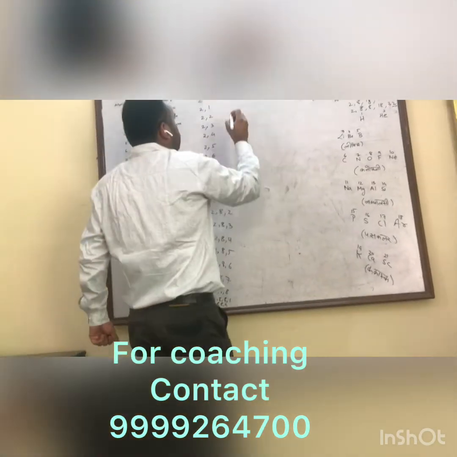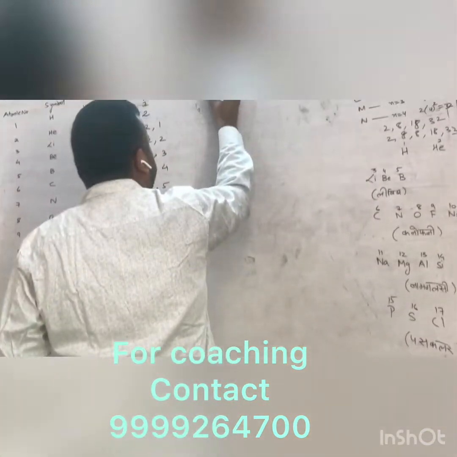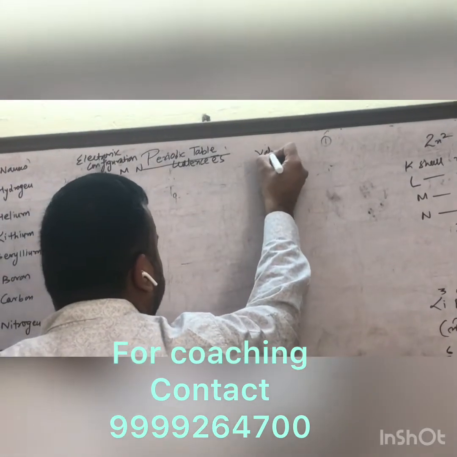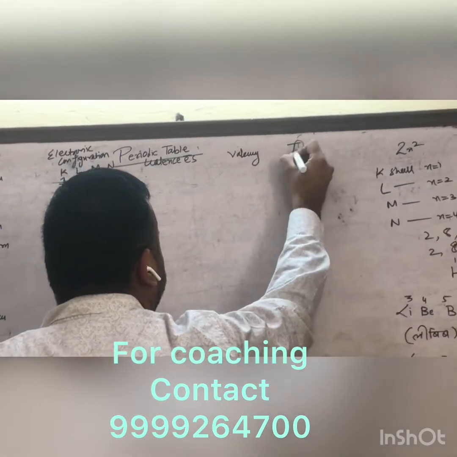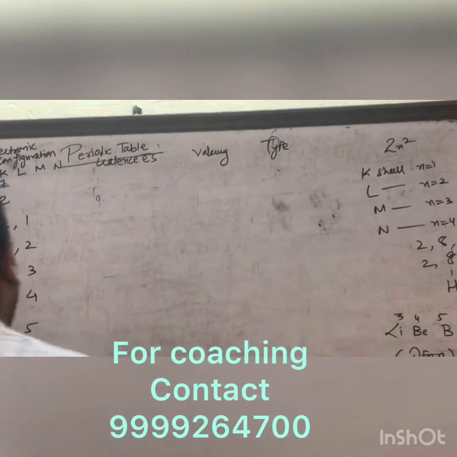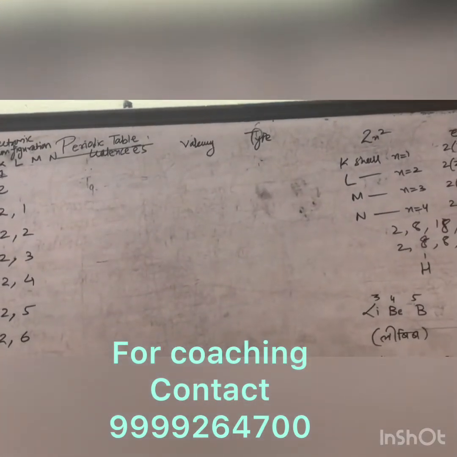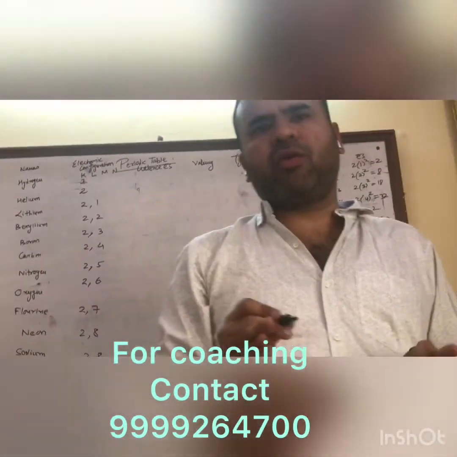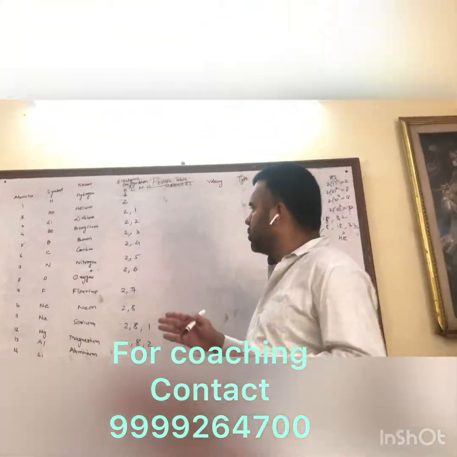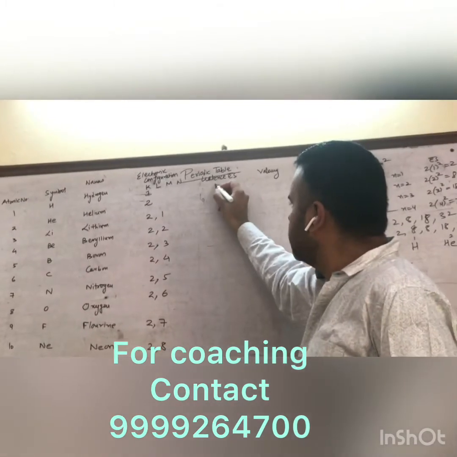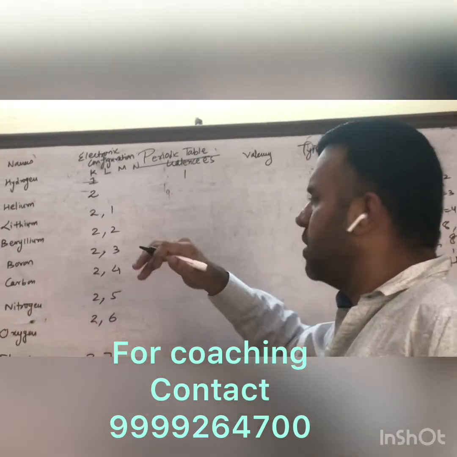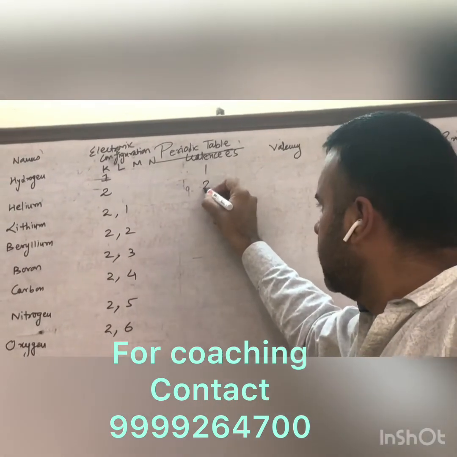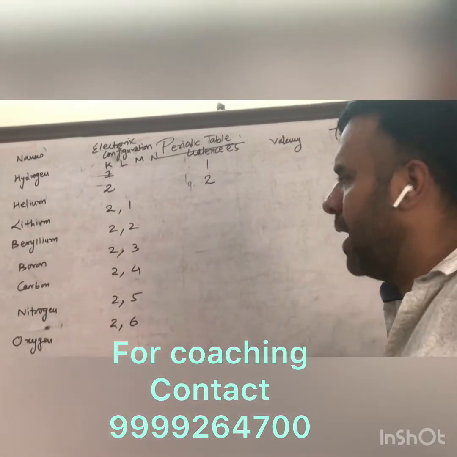Next term is valence electron. After that we have valency, and after that we have type, whether it is a metal, non-metal or a metalloid, right? Valence electron. The definition of valence electron is the number of electrons present in the outermost shell. Here hydrogen has only one shell, so valence electrons are 1. That is the only shell, so that is also the outermost shell. Similarly, in case of helium, 2 valence electrons there.